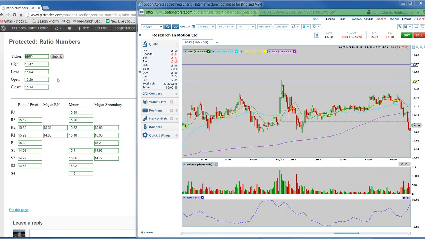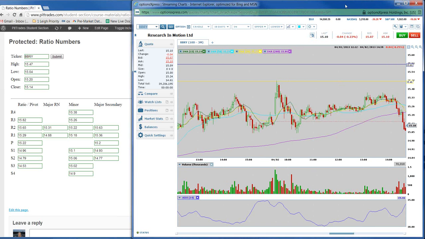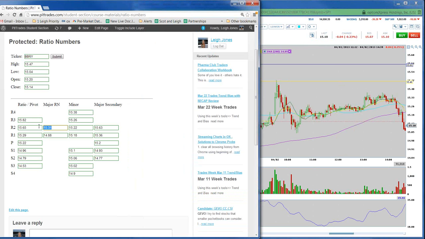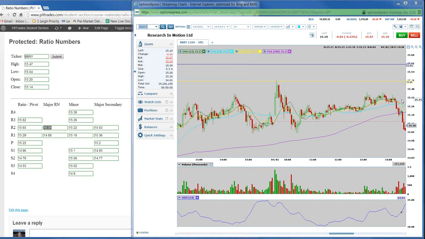I opened up my intraday numbers. You could do this on the weekly, but I use the intraday. So I'm going to plot the major RN right here at 1431. So I go up, click resistance, and I go to 1531. Right here, you see it? 1531 right there. You guys see that? So I go to 1531 and I drop my resistance line.